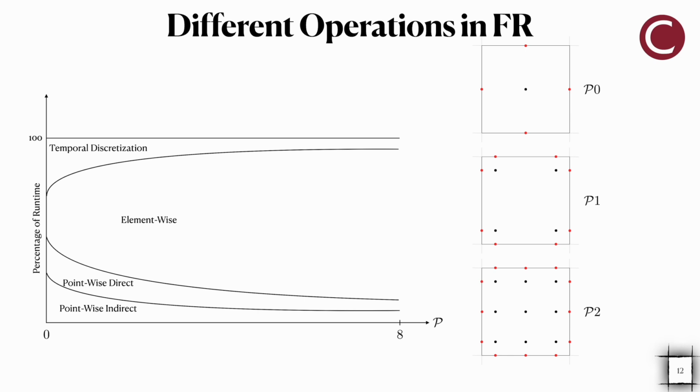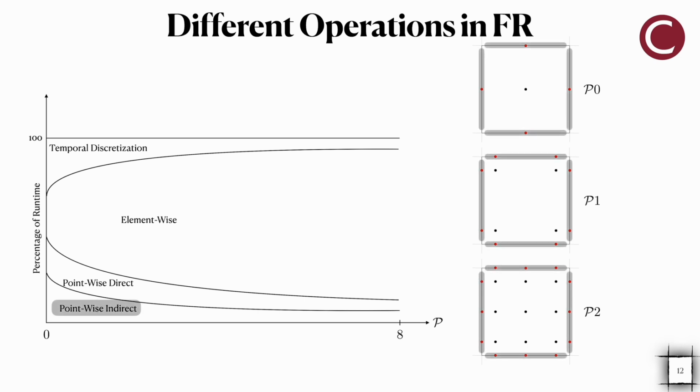But how? Here on the left, we have the percentage of runtime versus the solution polynomial degree in the FR approach, which determines the order of accuracy or how accurate our simulation is. The higher the polynomial degree, the higher the order of accuracy. And in general, there are three types of operations in the FR approach or any other spatial discretization techniques. First is the pointwise indirect access, which requires information from two or more different points, often not located beside each other, like computing common fluxes.